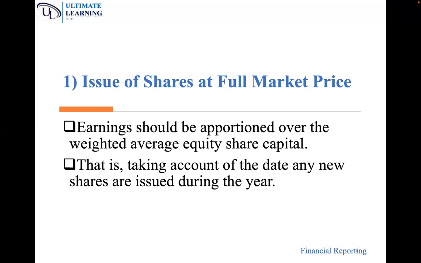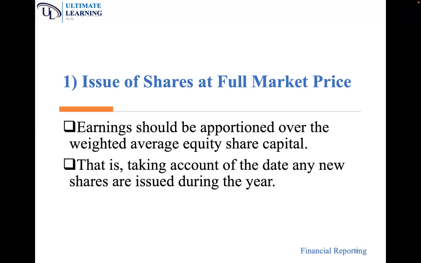When we issue shares at full market price, it means cash will be introduced to the business. So when we issue shares, we are also introducing cash into the business. So earnings should be apportioned over the weighted average equity share capital, taking account of the date any new shares are issued during the year. So we must also do the proration depending on the dates that new shares were issued.